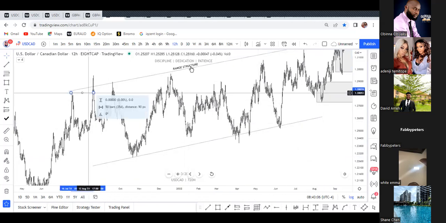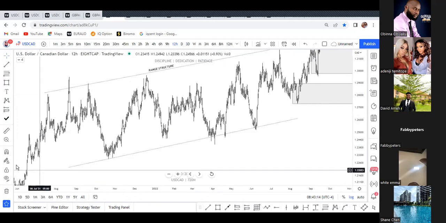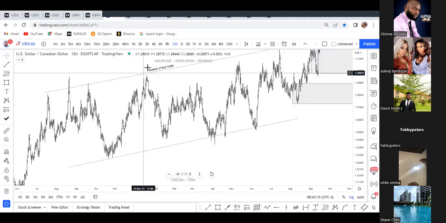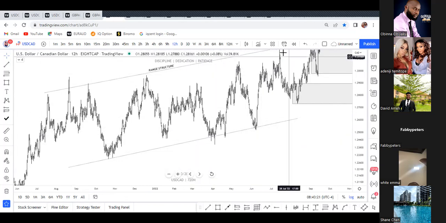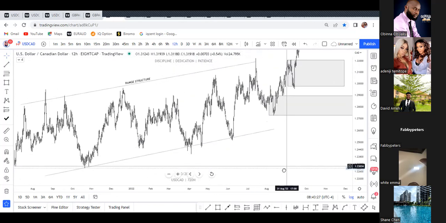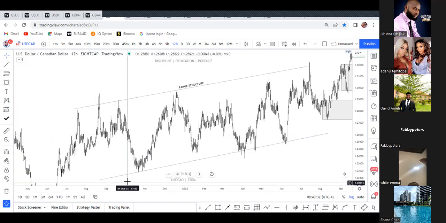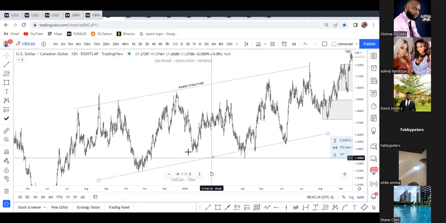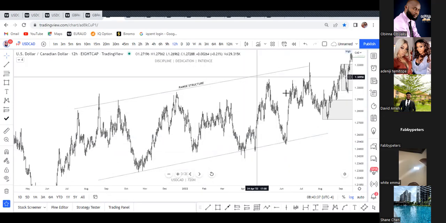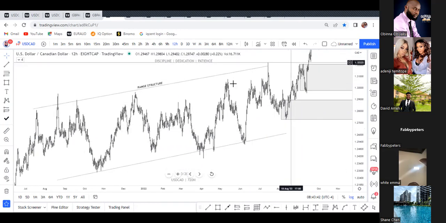Now, most times they bounce off that range structure 3 times, 4 times, 5 times, and they break out of it. See the W, 1, 2, 3, 4, 5. You can look at this whole W shape: the market maker sell model, market maker buy model, market maker sell model, market maker buy model, market maker sell model, and they broke out of the range.